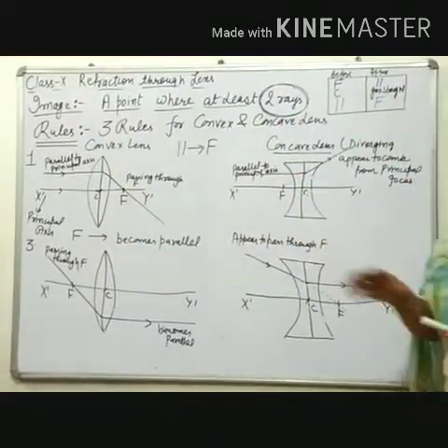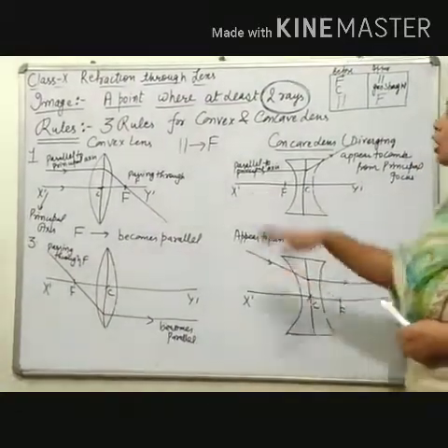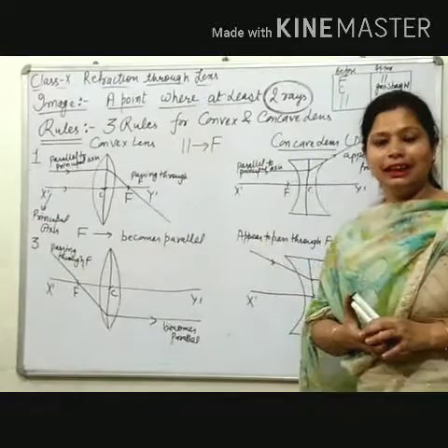At least means we will use only 2 rays to make an image by using a convex or a concave lens. So in the next video, I am going to teach you how image formation takes place using convex lens. Till then, goodbye.